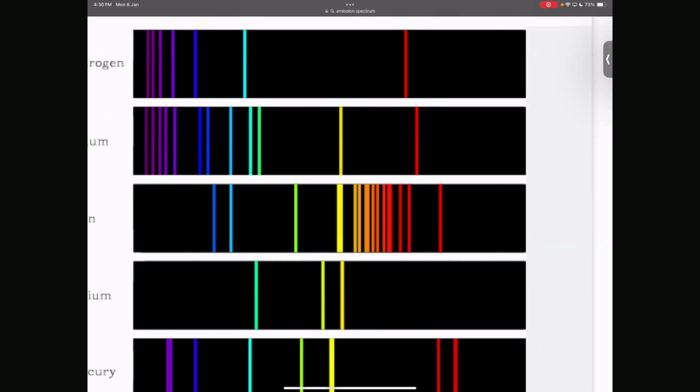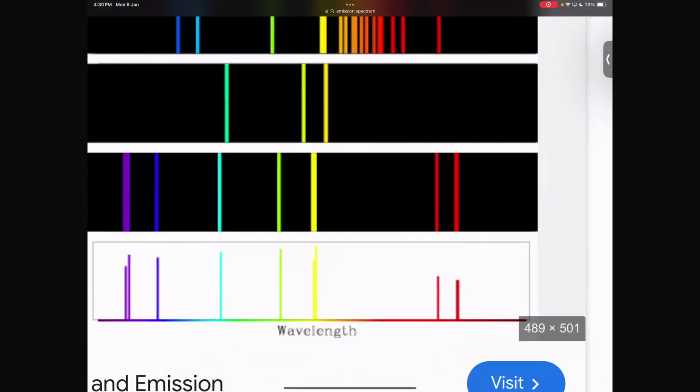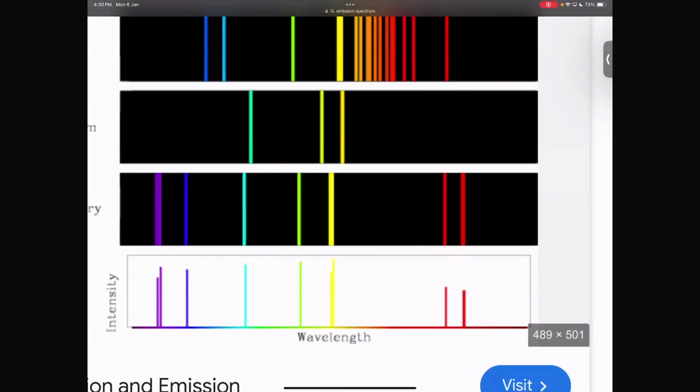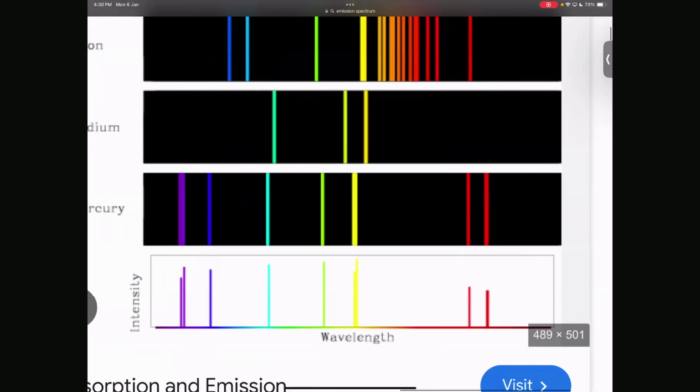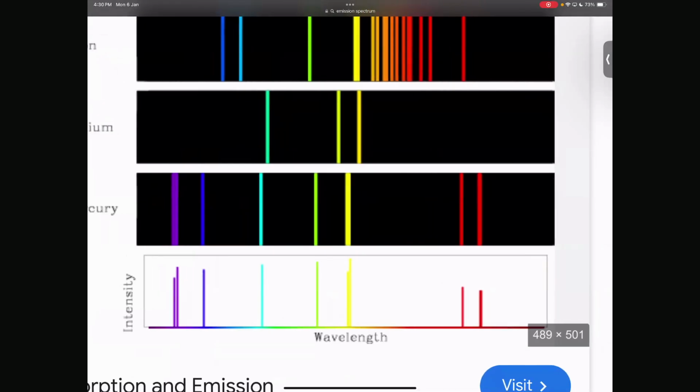There is a thing that you need to know though. Do you see there's an intensity versus wavelength graph given here for mercury? So it turns out the intensity at which the radiation is released is not the same all the time. Can you tell me what's the implication of that?